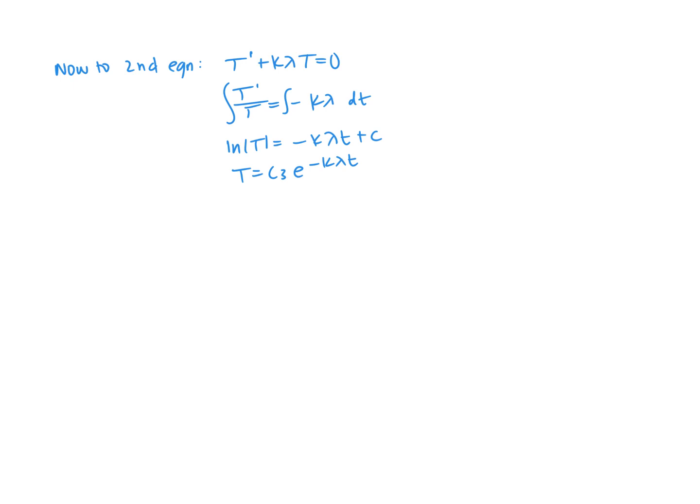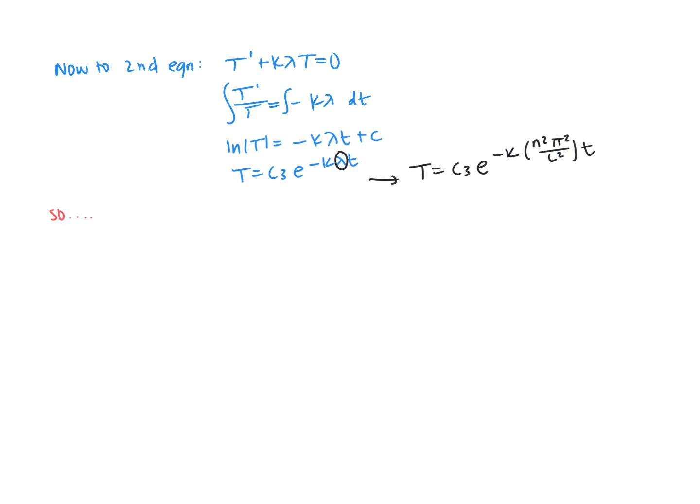We know, though, what this lambda is. We already found that lambda on the previous page. So what this gives us is that T is equal to c3 e to the negative k, while our lambda is n squared pi squared over L squared, times t.